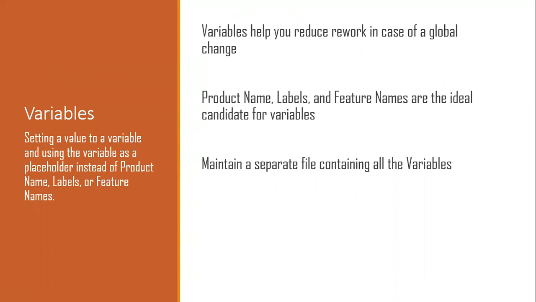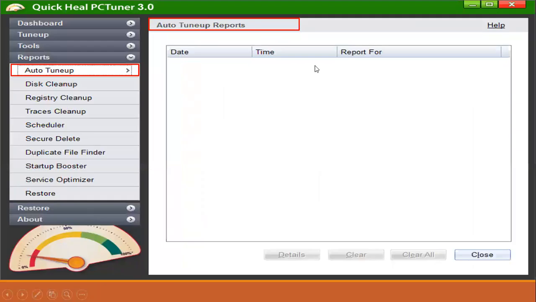So as and when you're documenting, you can take calls as to which feature you would like to add variables to. You will have to maintain a separate file which contains all the variables. Some ideal elements which can be suitable for variables are product name, labels, and feature names. So let's look at the example.